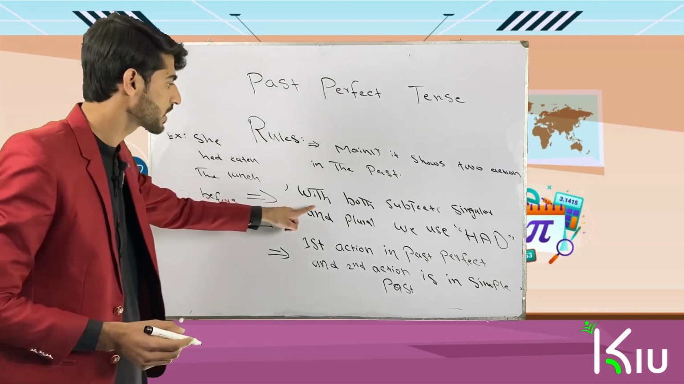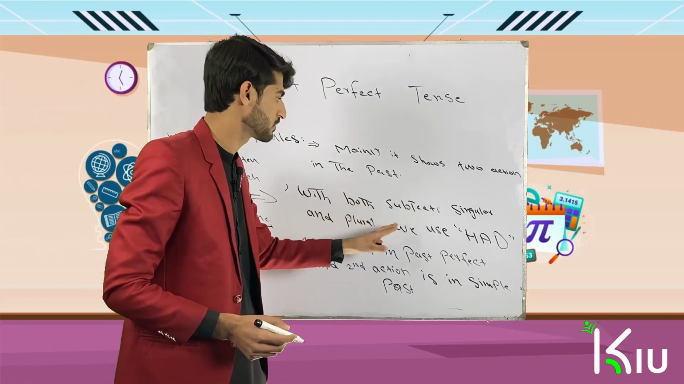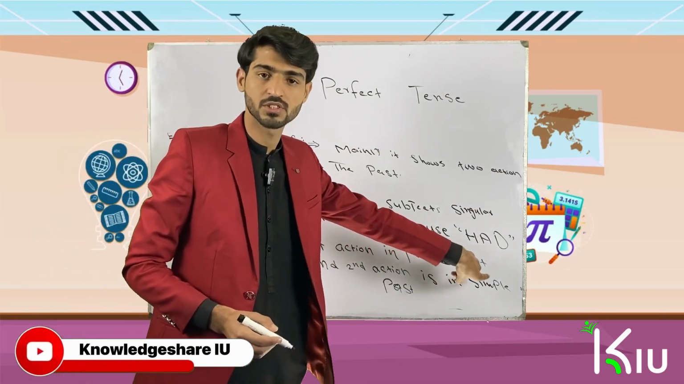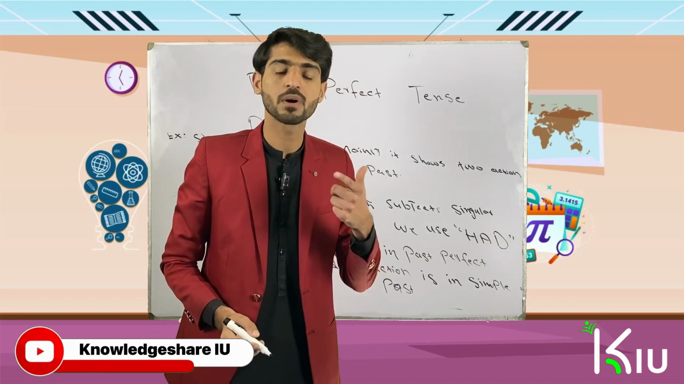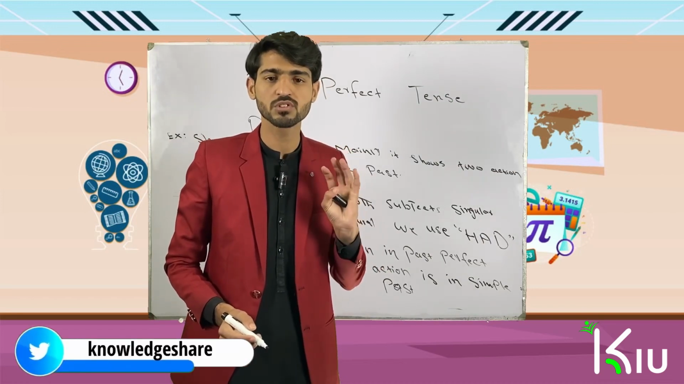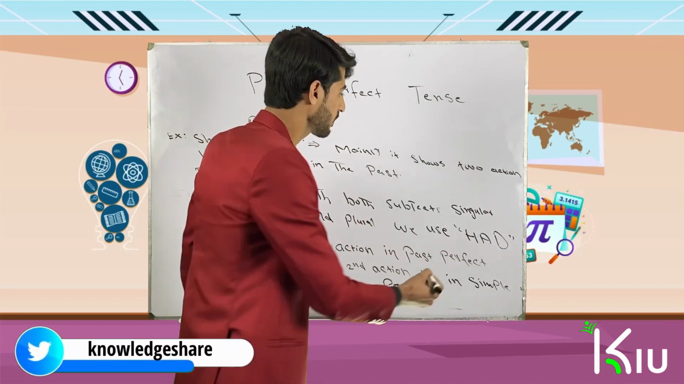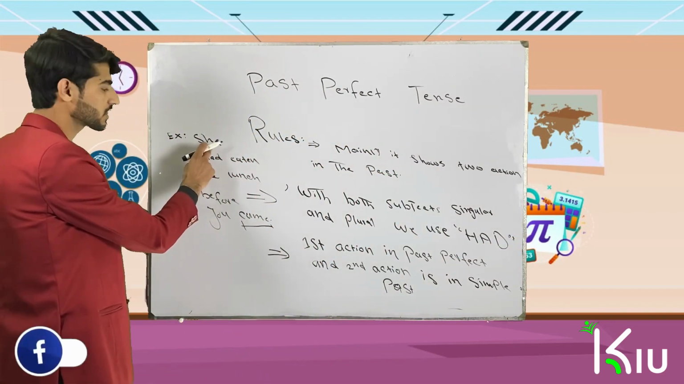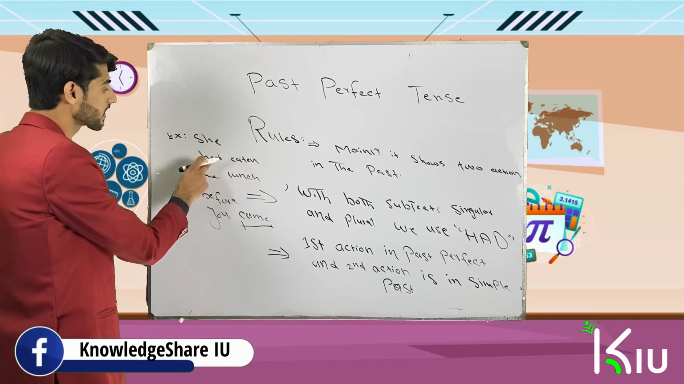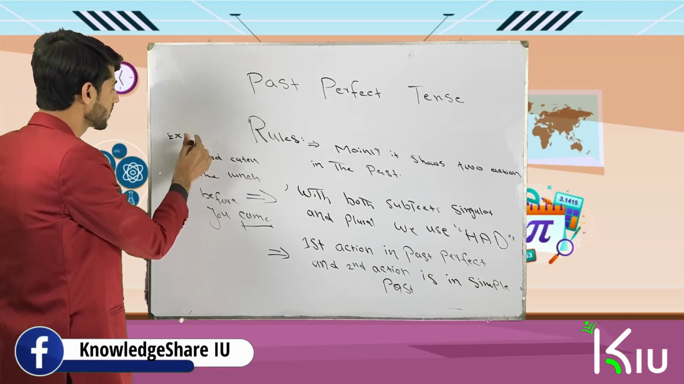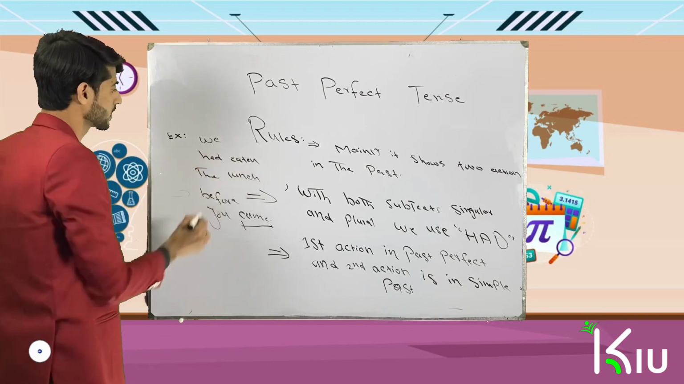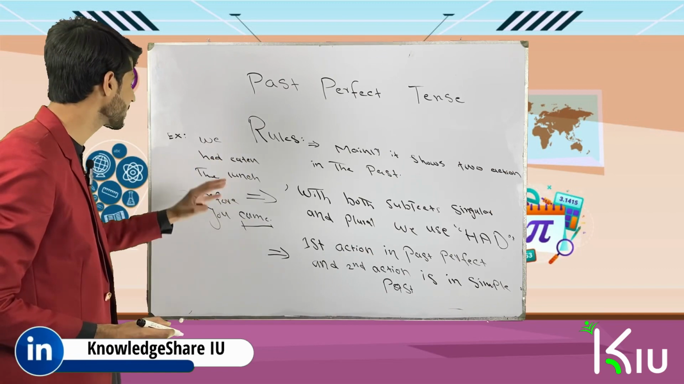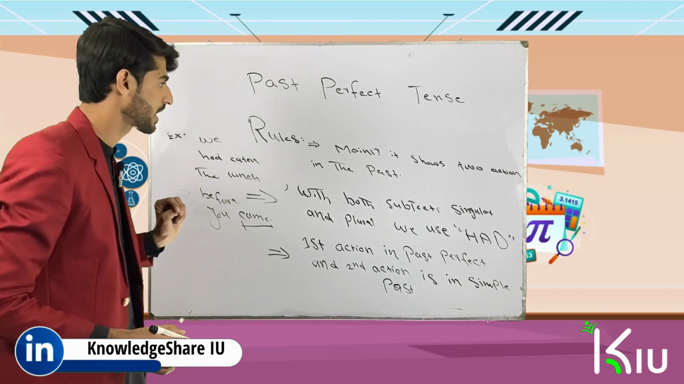With both subjects, if the subject is singular or plural, we use had. If the subject is singular or plural in past perfect tense, we will use had with both. For example, she had. Now the subject is singular, but we use had. If the subject is plural, for example, we, with a plural subject we will also use had. We had eaten the lunch before you came.